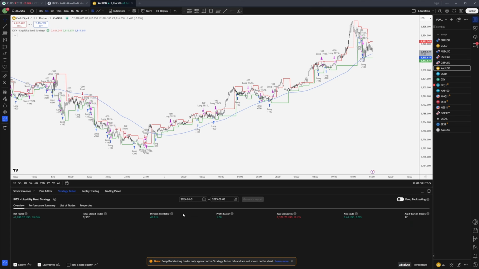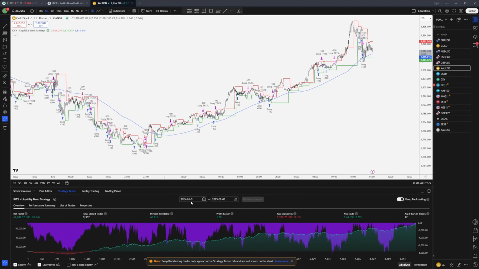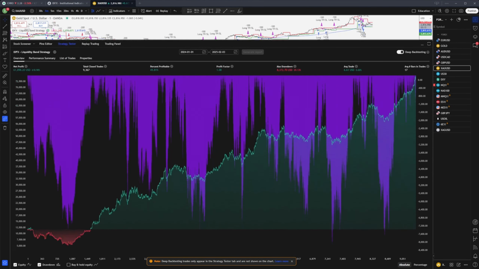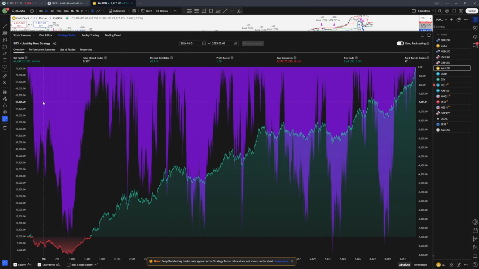Now, if we go into some deep backtesting and we test all the way back from the 1st of January 2024 up until now, so a little over a year, what you will be able to see is that the algorithm is able to book around 618% of profit. What you will see, however, is that there is quite a bit of drawdown. This is far from perfect, but I would take a max drawdown of 69% if I knew that the end result was going to be 600%, right?